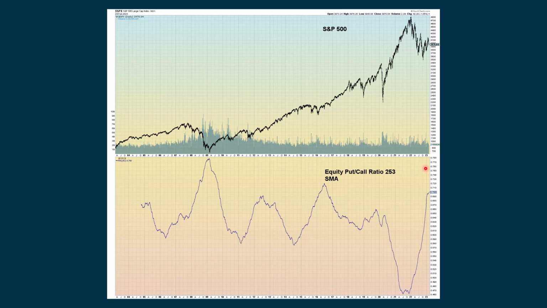Then going back 253 periods, that's the number of trading days in a year, the equity put call ratio is continuing to go up. For a while, it was looking like it might roll over. Well, now it's ticking back higher.